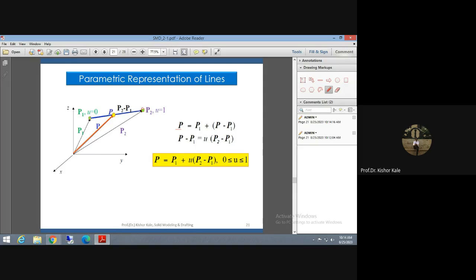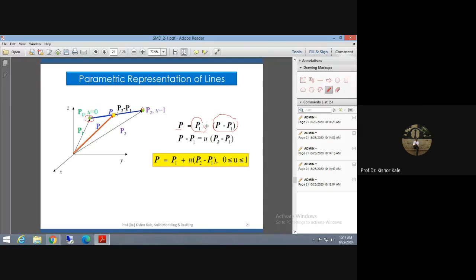This point P is now whatever the coordinates of P1 would be there. Coordinates of P1 plus this distance. Which distance? The P minus P1 distance is added in this. You can see this. So whatever the coordinates of P1 plus this distance will represent point P.